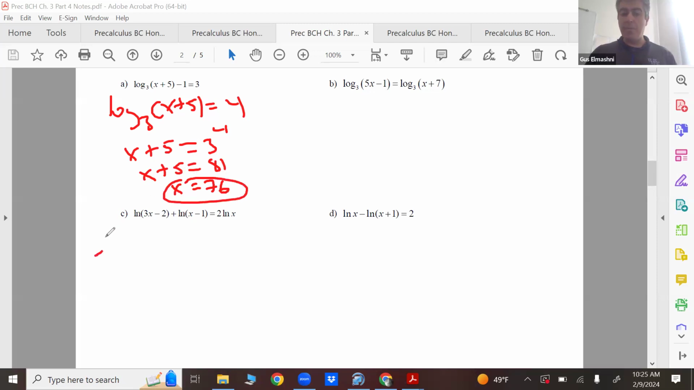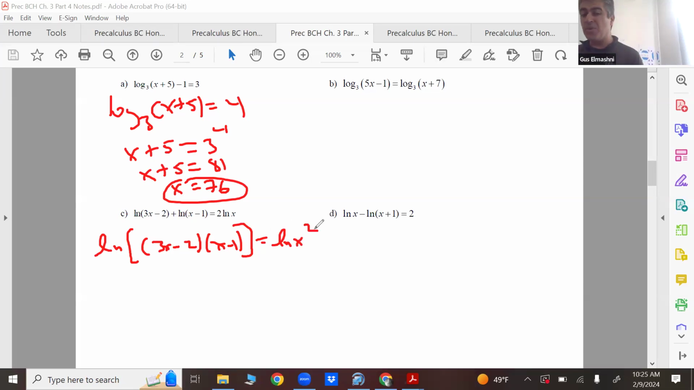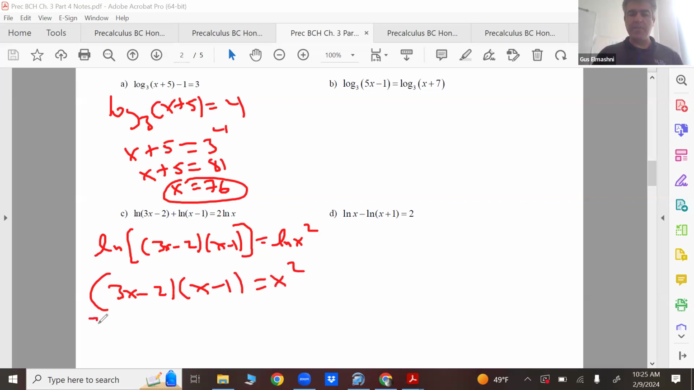For C, you can use the log property, right? You have this luxury to do that. And also using another property on the right side, moving the 2 to the back, so rolling it back along the log. Now, what happens to the LNs on each side? They pretty much cancel, because they're both the same kind of log on each side. Negative 5x. You get this, right?